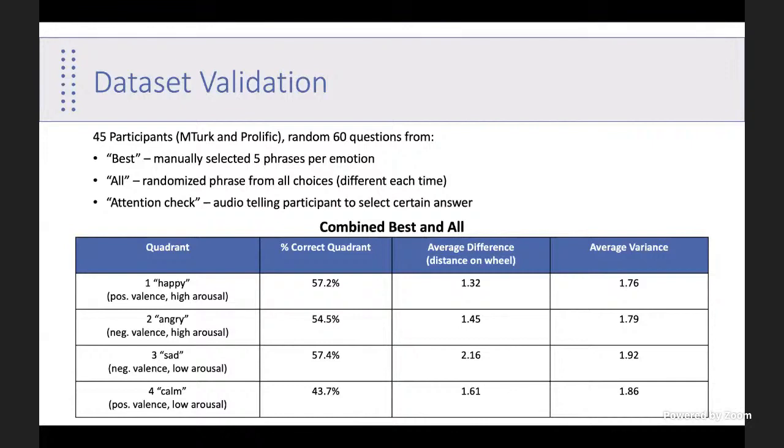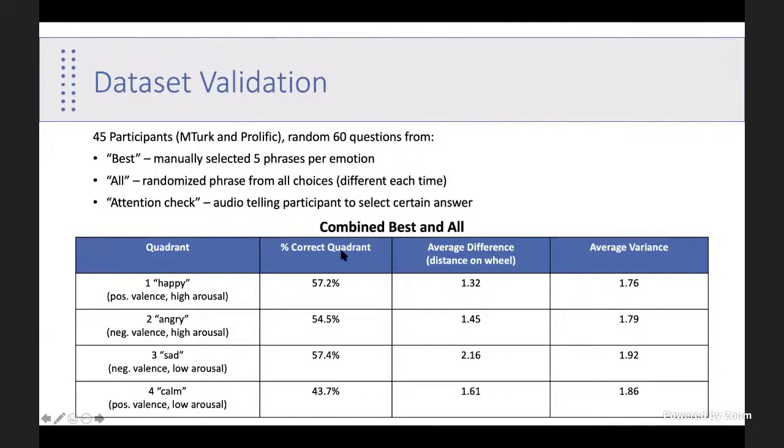But we also had an all category where this randomly selected one phrase from anywhere in the data set to give a better idea of the data set as a whole. And then we also had attention check questions randomly come up, which was just audio telling the participant to select a certain emotion so that we could eliminate participants who weren't actually paying attention to the study while doing it.